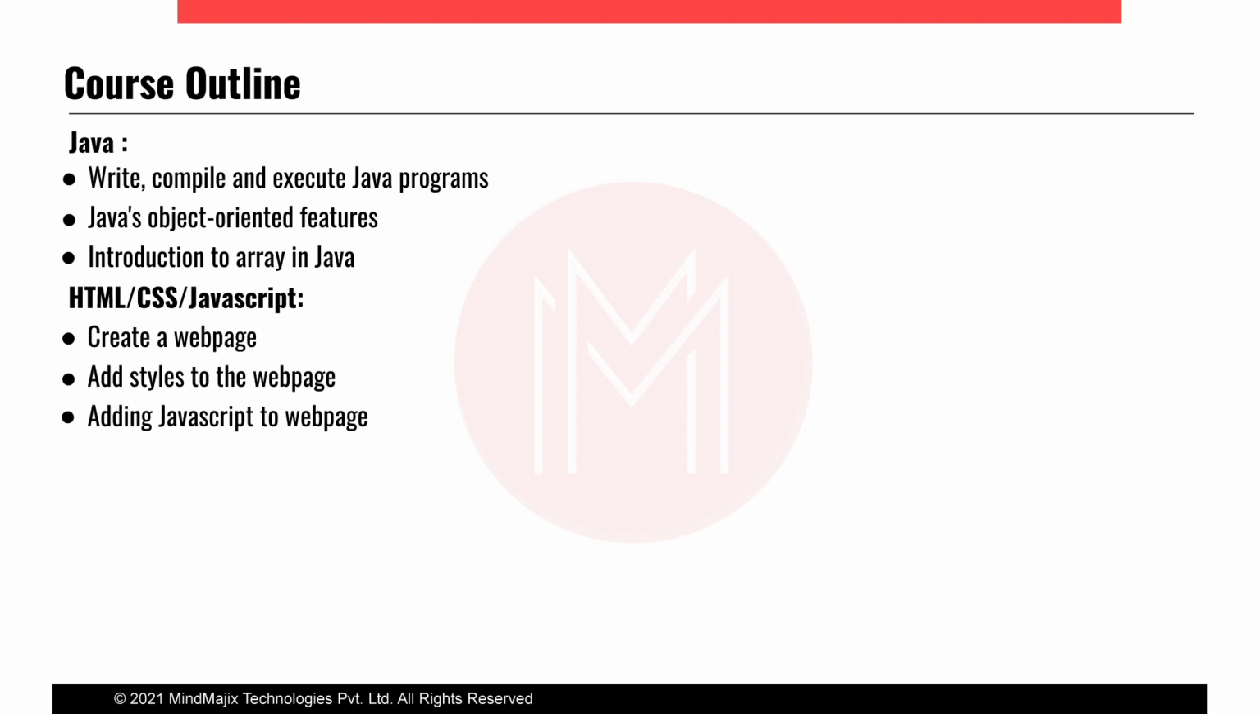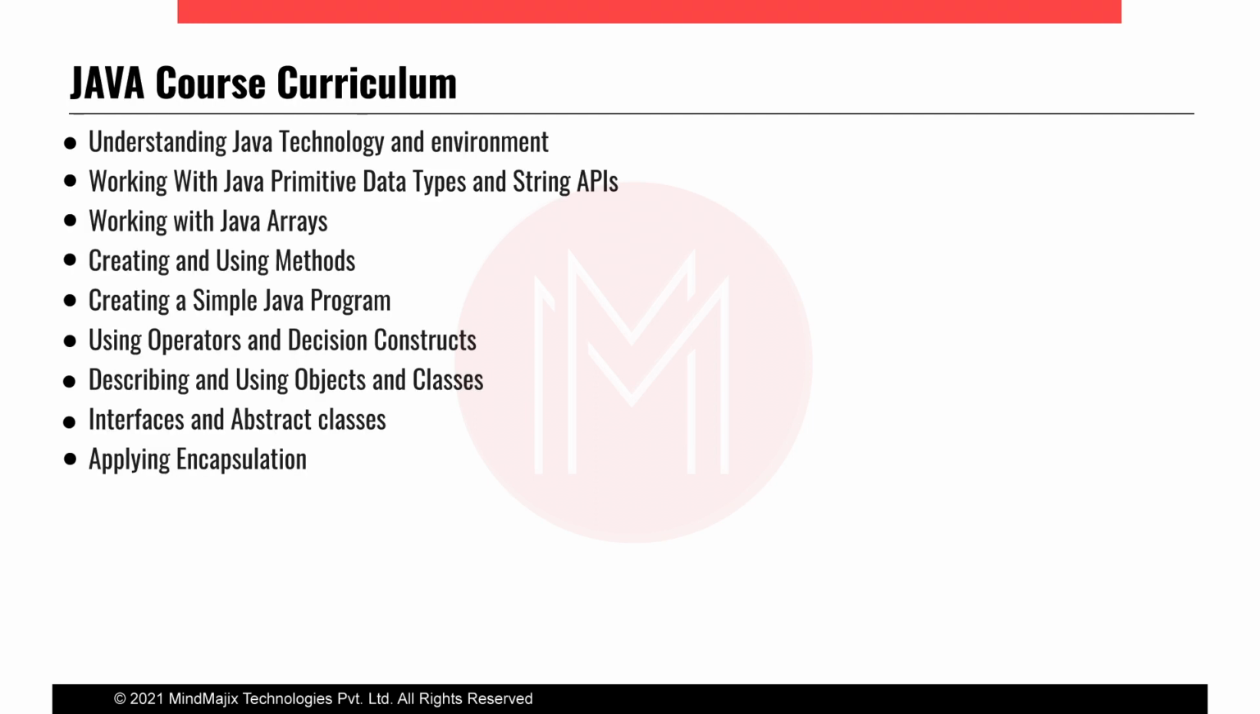What are the different ways we can add styles to a web page? That is CSS. And adding the action, adding the main engine to the web page, that is JavaScript. Thus, we'll be completing the course. Moving on to our Java course curriculum, we'll be taking a good amount of time to complete Java as well as HTML, CSS, JavaScript, including the projects also.